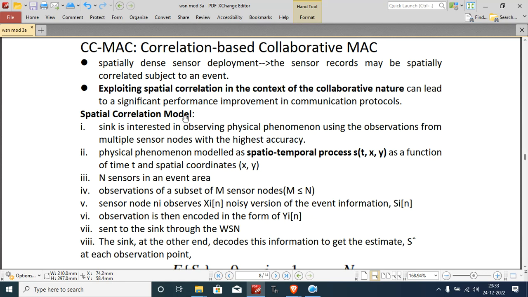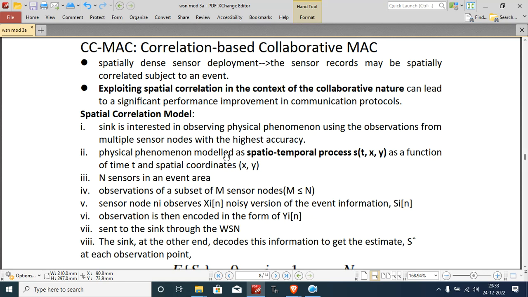Spatial correlation model. So let's see how exactly this entire thing can be modeled. Sink is interested in observing physical phenomena using the observations from multiple sensor nodes with highest accuracy. So sink can be thought of as the ultimate node that receives all the fused information. So this sink is very much interested in observing physical phenomena or any event that is happening from multiple sensor nodes with highest accuracy.